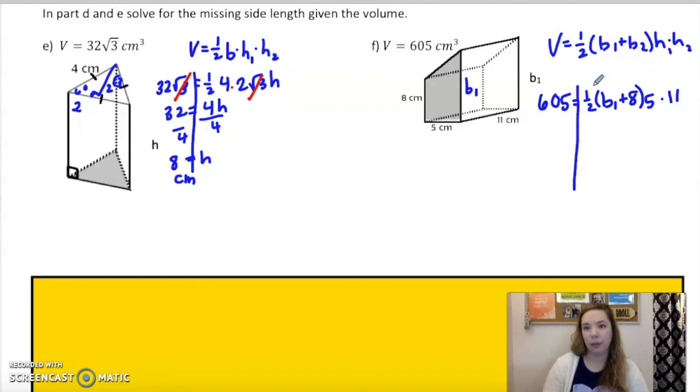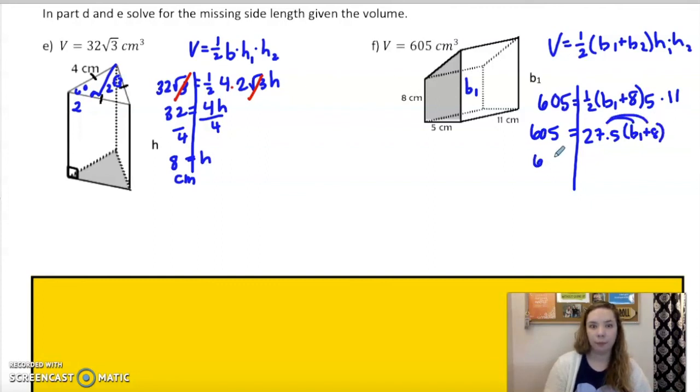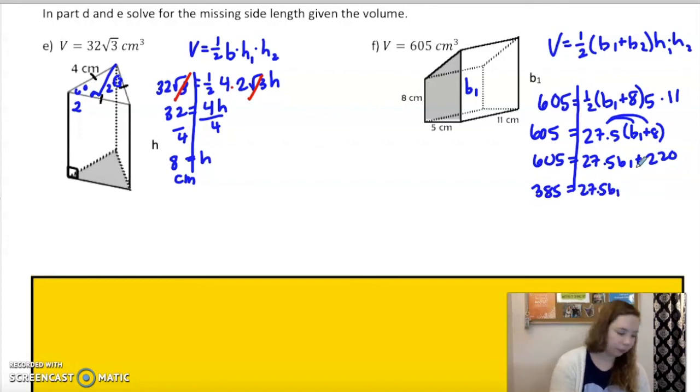So now we'll go ahead and simplify what we can. I'm going to distribute here. Well, actually, before I distribute, I need to multiply 1/2, 5 and 11, which is 27.5. And then we'll distribute. So 27.5 B1 plus 220, and now we can solve. 385 equals 27.5 B1. So I end up with 14 is that B1 dimension, that base one. And we were doing centimeters there.